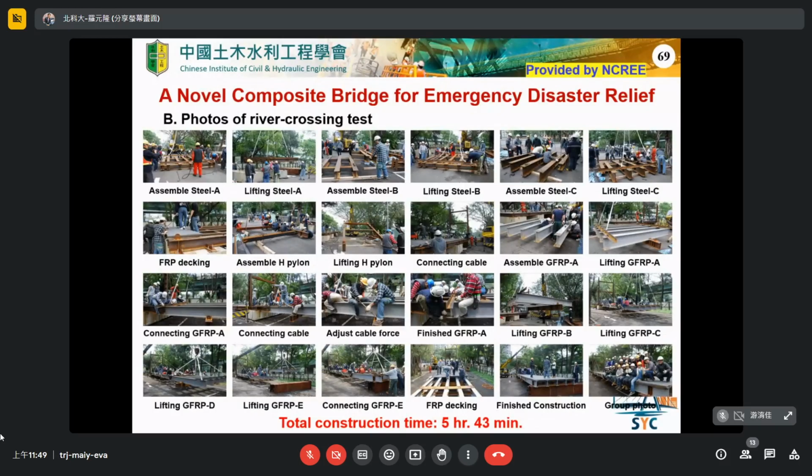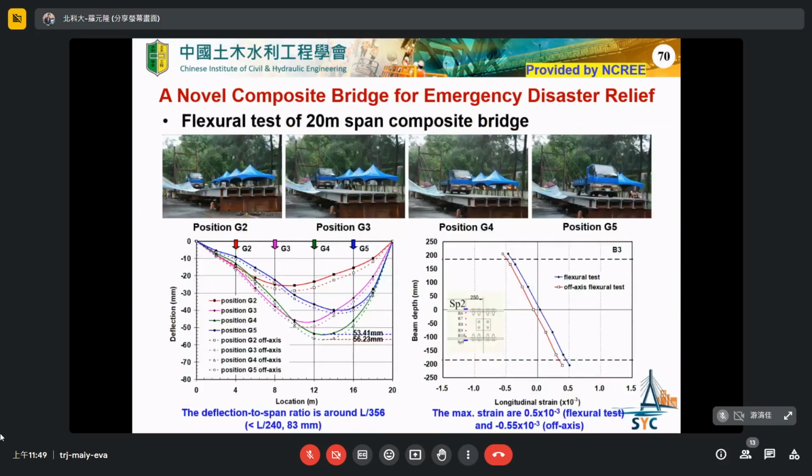They were working on the construction of the bridge at the location close to the anchor. It took 5 hours and 43 minutes. And we also did the dynamic loading test, and from the analysis, it seems that the result is reliable.